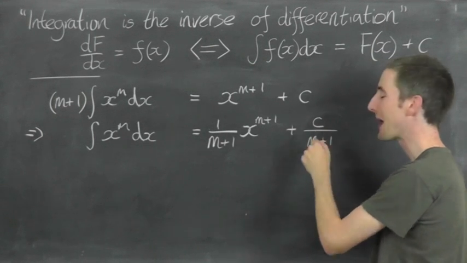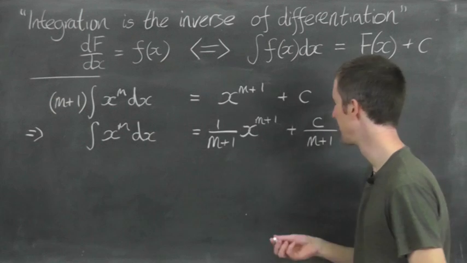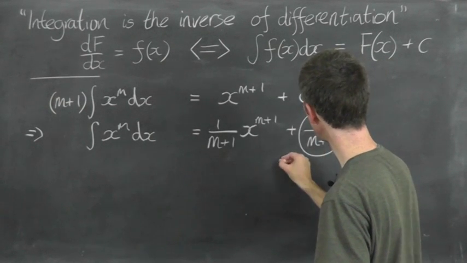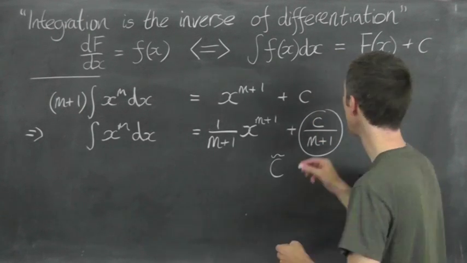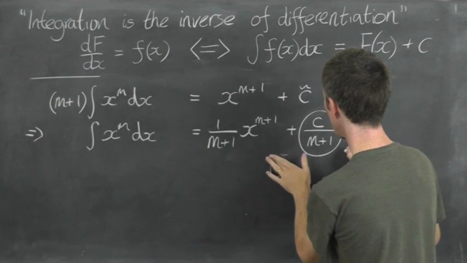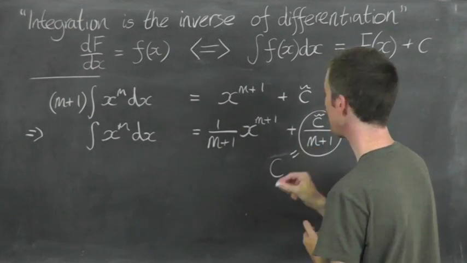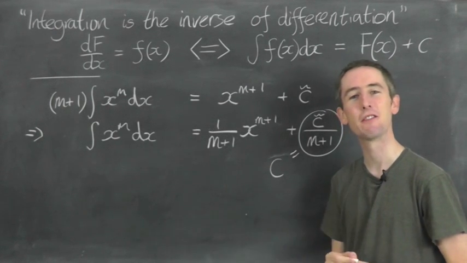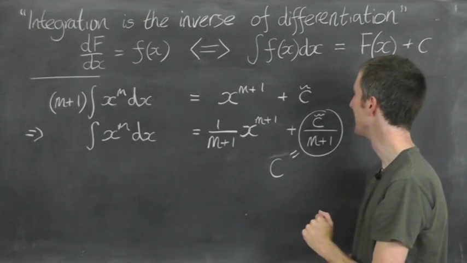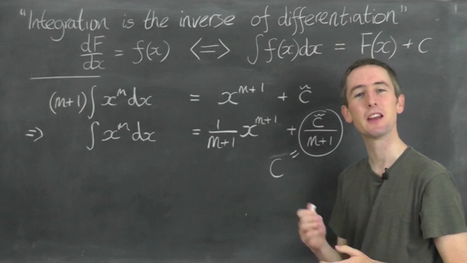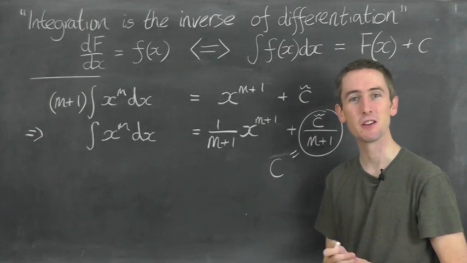Also, c divided by m plus 1 is another constant. So I could say, let's call this c tilde. But I could even say, let's call the original c tilde, and let's call this c now. And so that's the line of logic which allowed me to just write c, apparently making a logical mistake. But you'll see that repeated in many derivations, so it's something to watch out for.